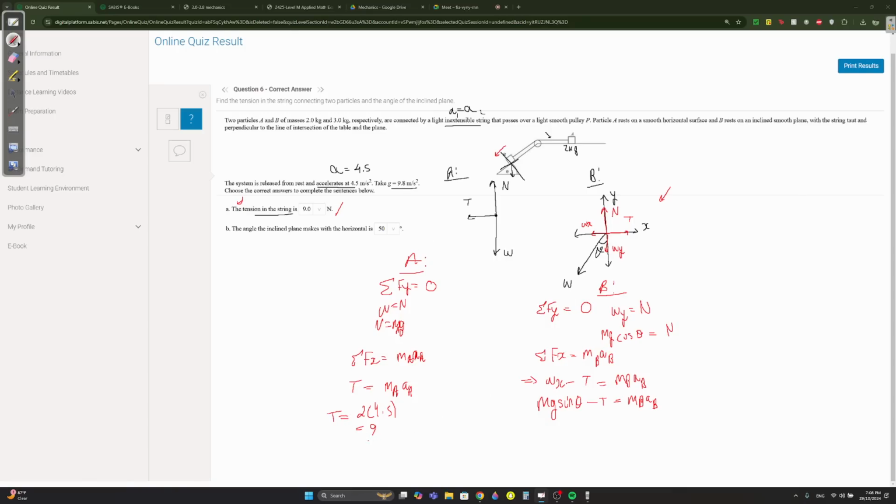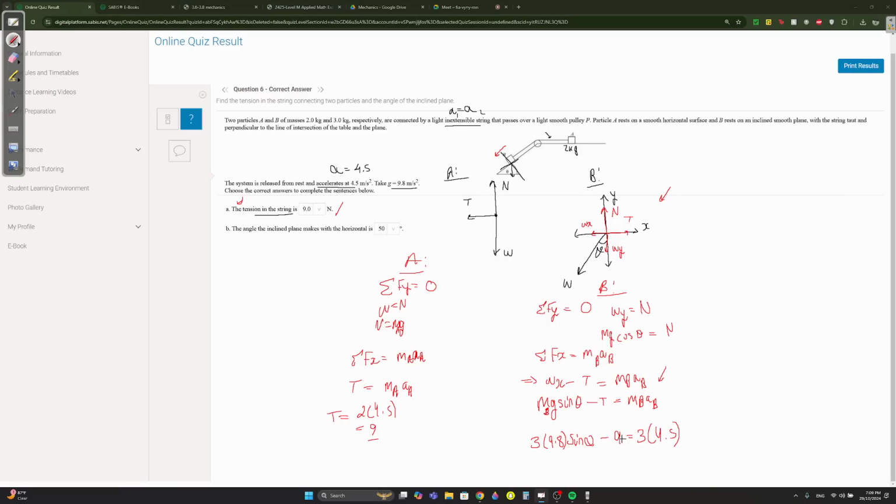Now you have the tension. It's 9. Can we find what theta is? Yes, we have this equation with theta, right? So let's see here. mg sine theta. The mass here, we're talking about B, so I have to specify B. I should have written B. What's the mass of B? 3. What's g? It's 9.8. So 3 times 9.8 sine theta minus 9 is equal to the mass of B, again 3, times the acceleration of B, 4.5.